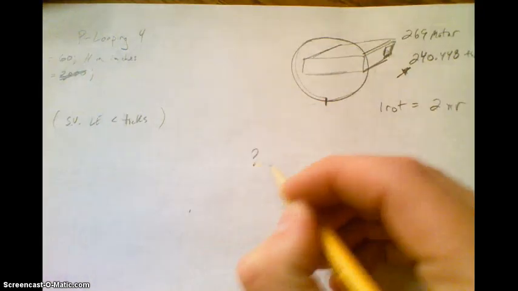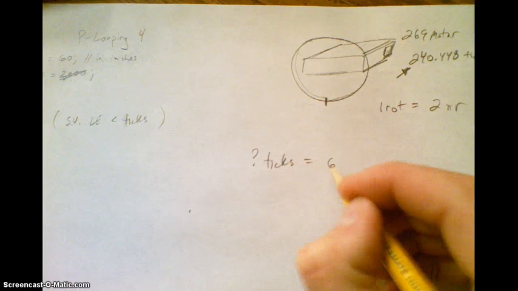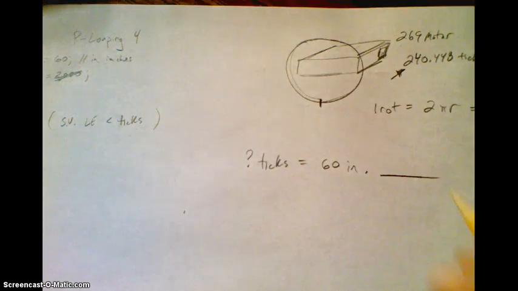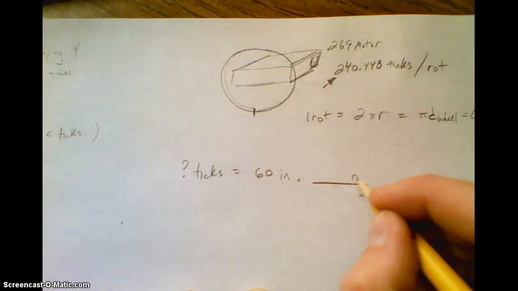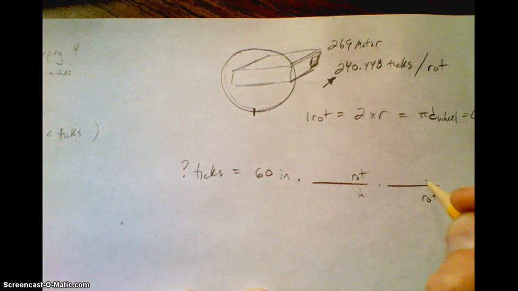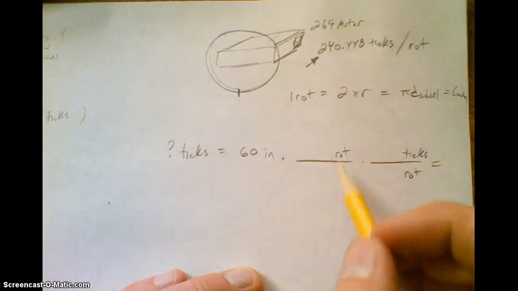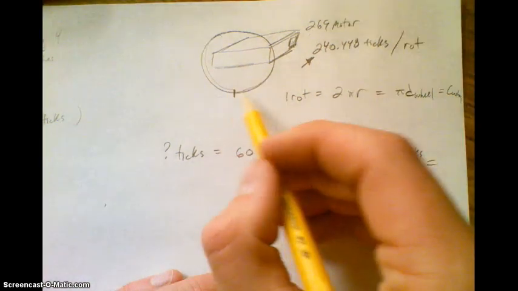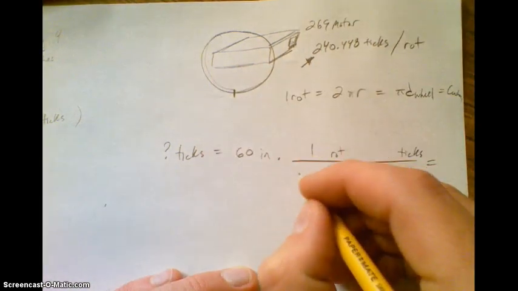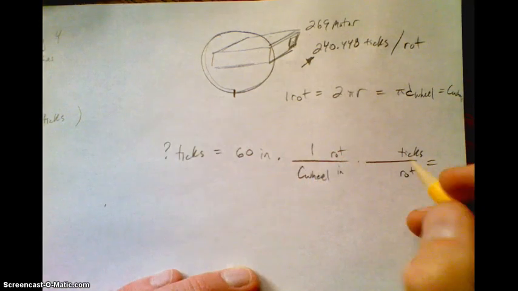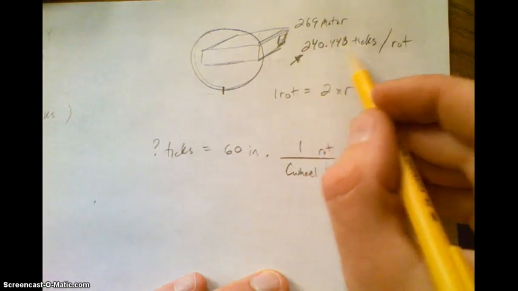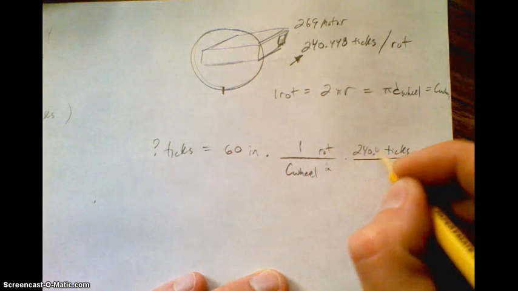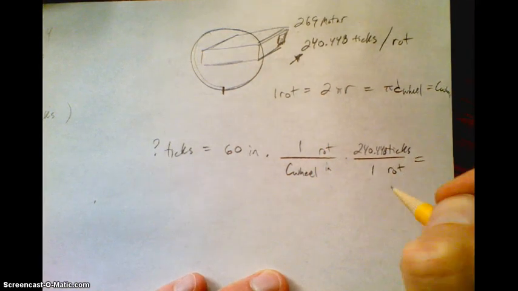If you've done any factor label or dimensional analysis, this should look fairly familiar. So I want to know how many ticks are equal to 60 inches. So I'm going to convert inches to rotations, and then rotations to ticks. So if I look here, for every one rotation, I have a certain number of inches that it travels, and that's the circumference of the wheel. And then ticks per rotation is this value right here: 240.448 ticks per rotation for my wheel.